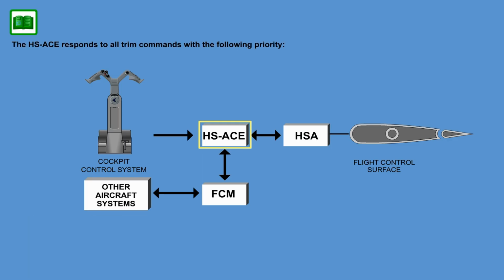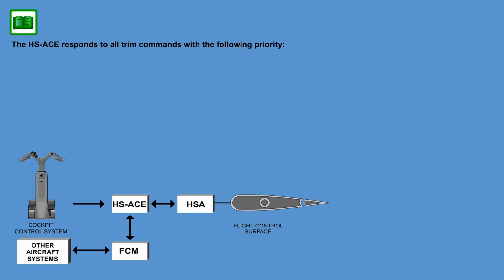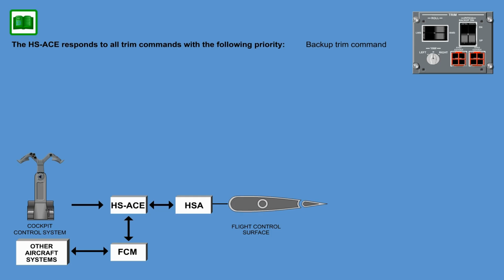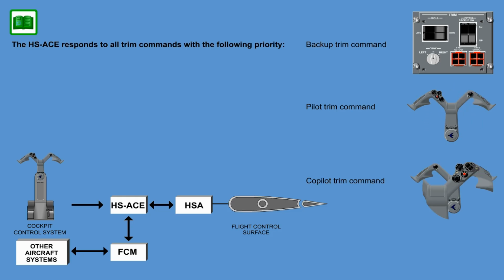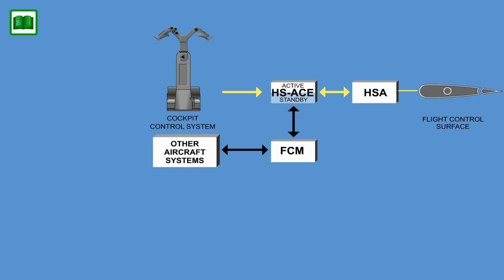The HSACE responds to all trim commands with the following priority: Backup Trim Command, Pilot Trim Command, Co-Pilot Trim Command, and FCM Trim Command. The following trim inhibit commands are implemented in the horizontal stabilizer control system.